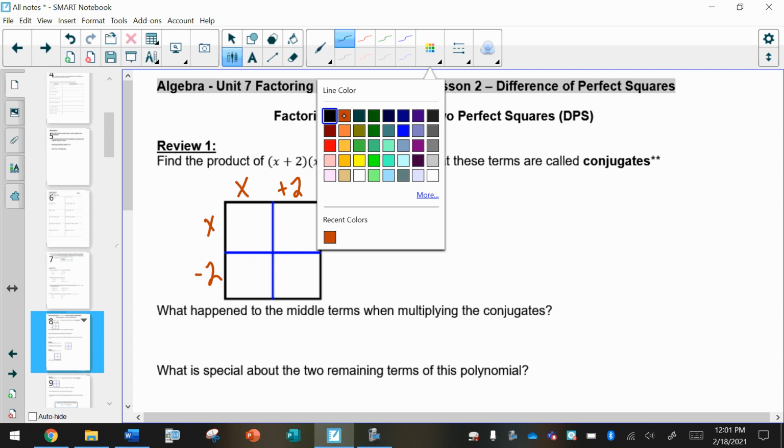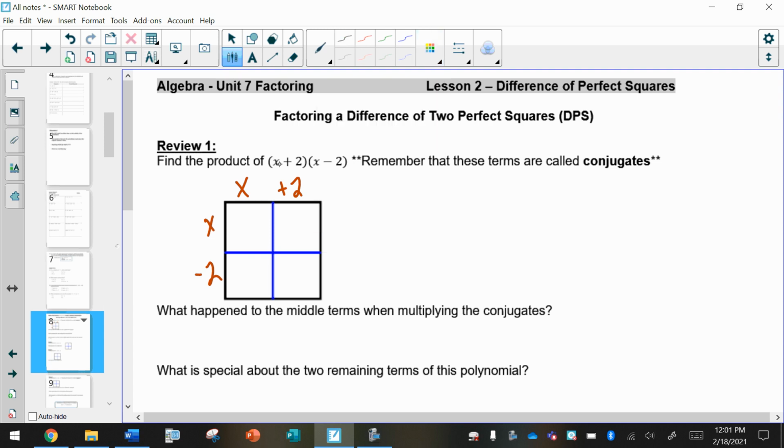Now if you remember correctly, this is called a binomial because it has two terms. That's the prefix bi, like a bicycle has two wheels. Okay? So binoculars have two eyepieces. Binomials have two terms. So x plus 2 is a binomial. The x and the plus 2 are the two terms. And then the other one, x minus 2, is also a binomial because the x and the negative 2 are the two terms.